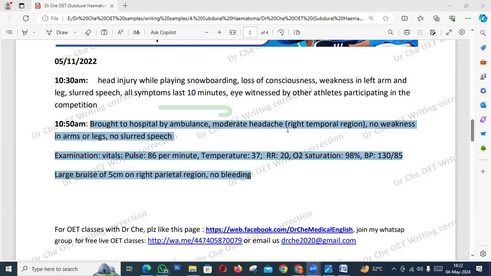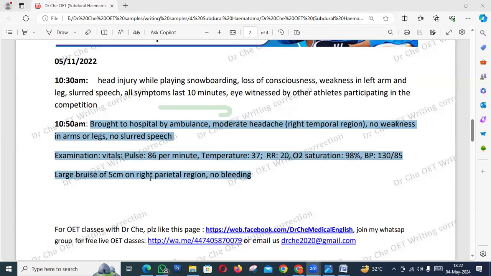Yes, moderate headache is important. This is the only symptom he is having. And yeah, you write right temporal. Mention no weakness or no slurred speech. But if you have mentioned already 10 minutes there, it means he is not having any of these issues. In the vitals, you can mention only the blood pressure because other things are normal.